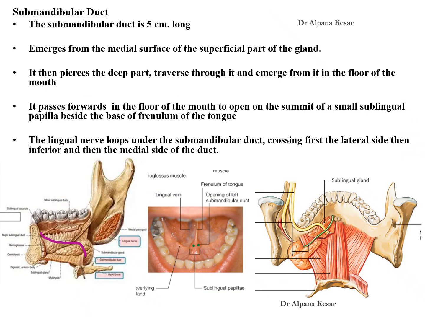Submandibular gland duct. The submandibular gland duct is 5 centimeters long. It emerges from the medial surface of the superficial part of the gland. It then pierces the deep part of the submandibular gland and traverses through it. After that, it emerges in the floor of the mouth. It passes forwards in the floor of the mouth to open on the summit of a small sublingual papilla just beside the frenulum of the tongue.